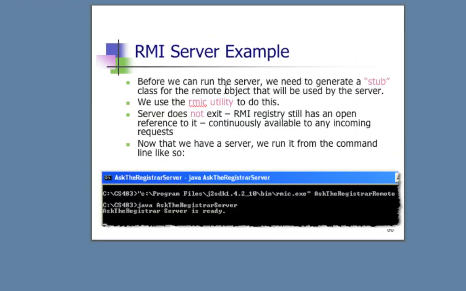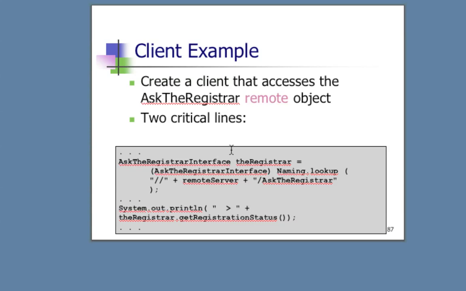So what we're going to do is essentially two critical lines of code to pay attention to. The first is the Naming lookup. It's going to look up from the remote server the AskTheRegister object that is obtained in terms of the registry, and it's going to essentially print out the status.